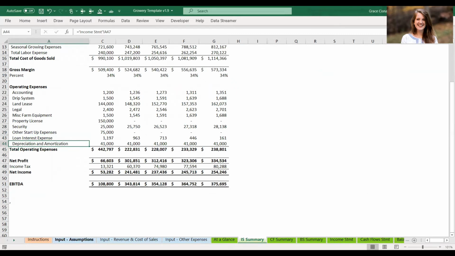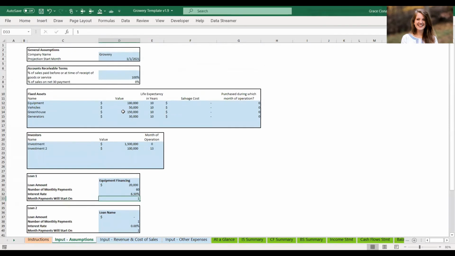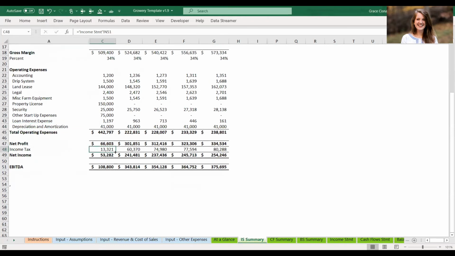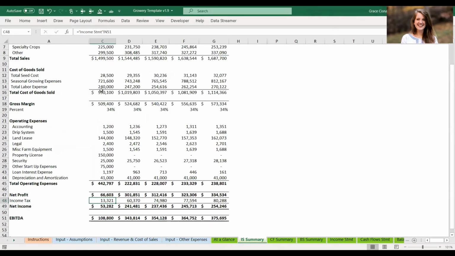So loan interest expense is coming from your loans here, obviously. So the model is calculating your loan interest based on the loans that you enter. Depreciation and amortization is being calculated by the model based on your fixed assets. So your life expectancy in years and your salvage cost are helping us calculate your depreciation expense for you. The income tax, that is coming from the tax rates on the input other expenses tab. So then we get to our net income, which is just our total sales minus our cost of goods sold, minus our operating expenses, minus our income tax to get to net income.